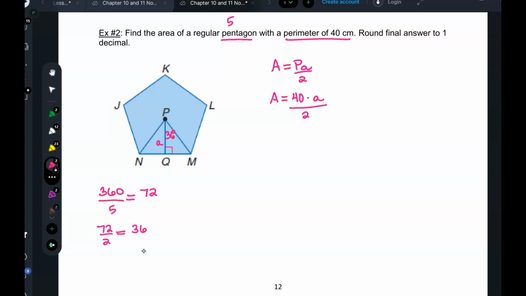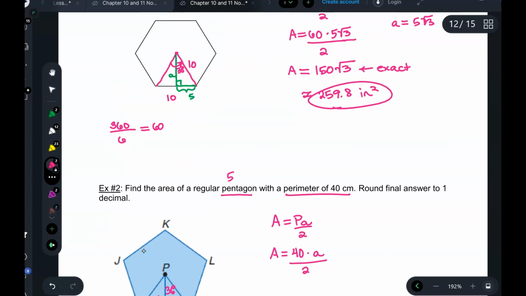Hold on. We either have to use special right triangles or SOHCAHTOA. I'm going to have to use SOHCAHTOA because I don't have any special right triangle. How do you know which to use? If it's a triangle, square, or hexagon, it's going to be a special right triangle. Triangle, square, and hexagon are special right triangles. Anything else is going to be SOHCAHTOA.